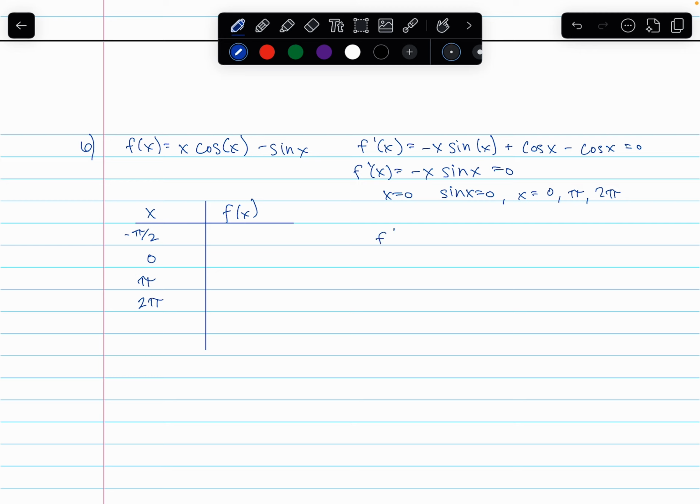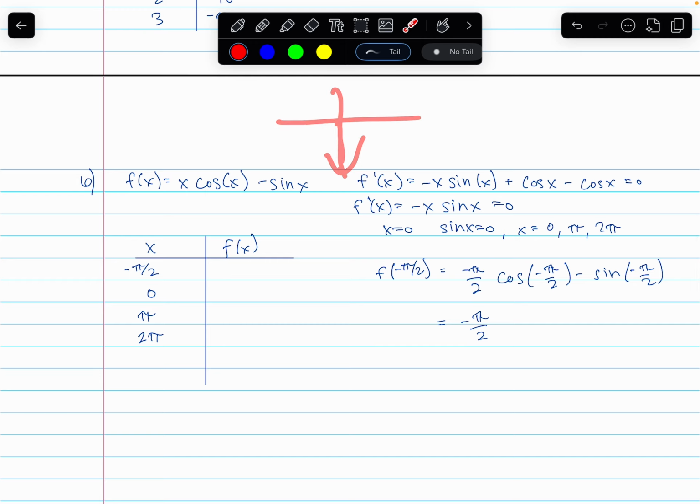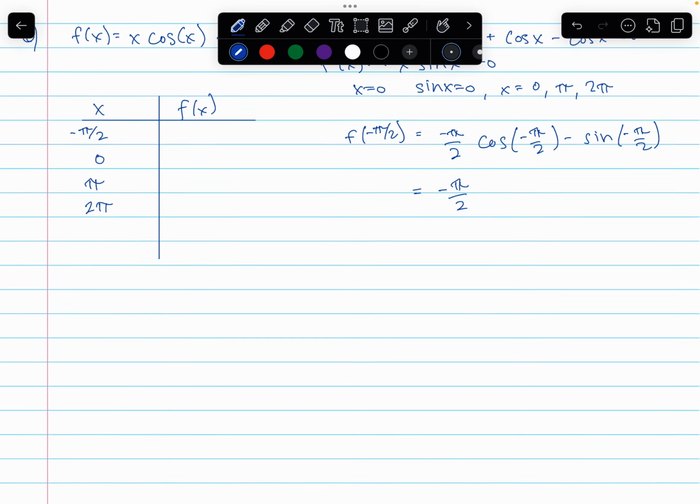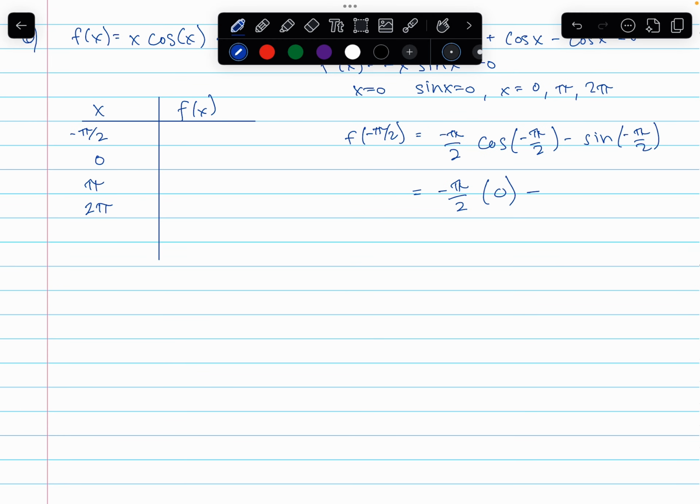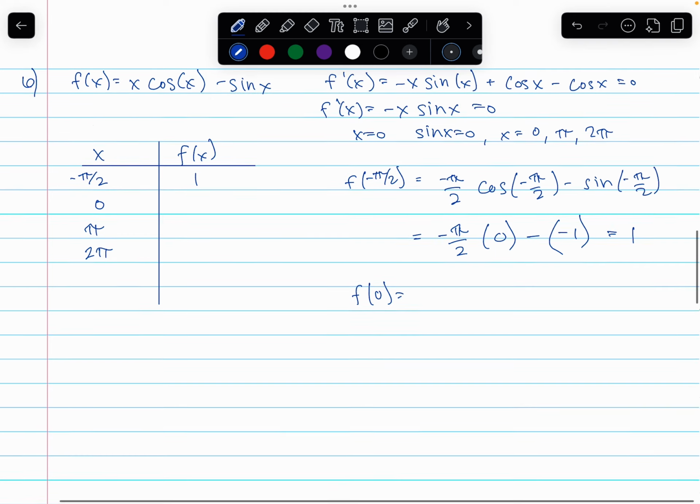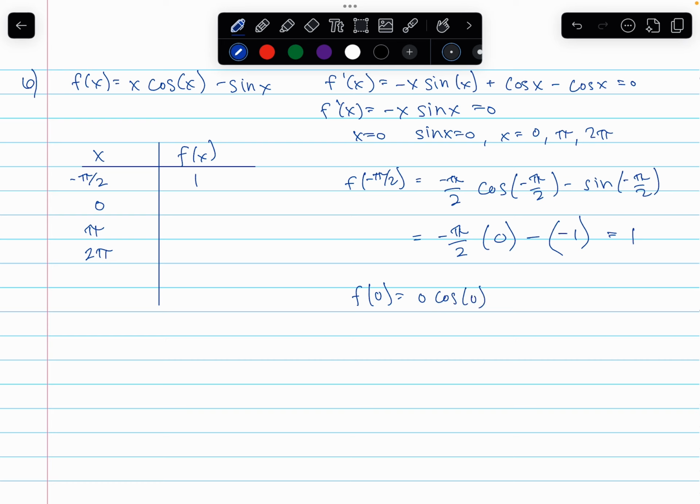Let's do f of -pi/2, which is going to be -pi/2 times cosine of -pi/2 minus sine of -pi/2. Negative pi over 2 is the angle that goes down, and so that's on the negative y-axis, and cosine is associated with the x, so that's just going to be 0, minus sine of negative pi over 2, which is negative 1. So this is going to be equal to 1. Okay, f of 0 is going to be equal to 0 times cosine of 0 minus sine of 0, which is all just going to be 0.